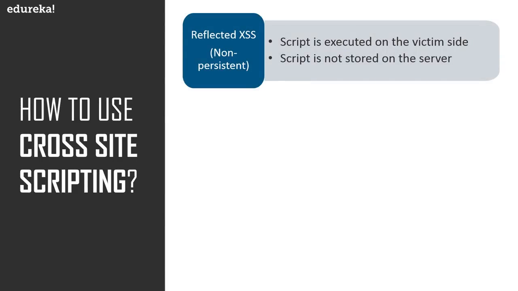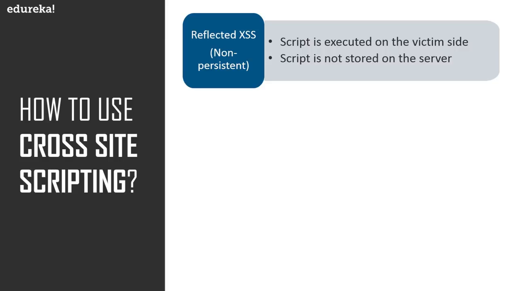In this type of attack, the script is executed on the victim side, and it is mainly executed on the browser. So the script is not sent to the server, or even if it's sent, depending on the API calls or the requests, the script is not stored. That's why it's called reflected cross-site scripting, because the malicious script is reflected on the victim side and it's not really stored on the server.